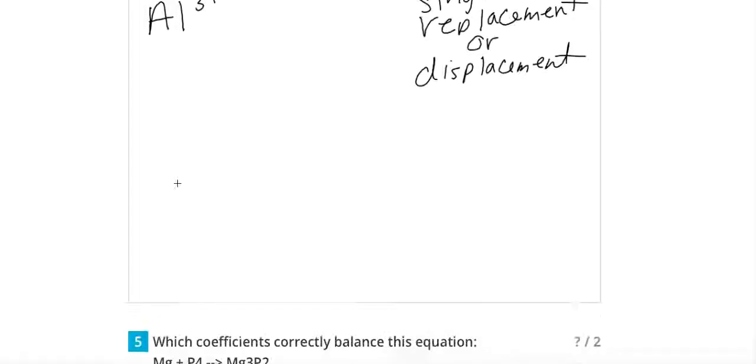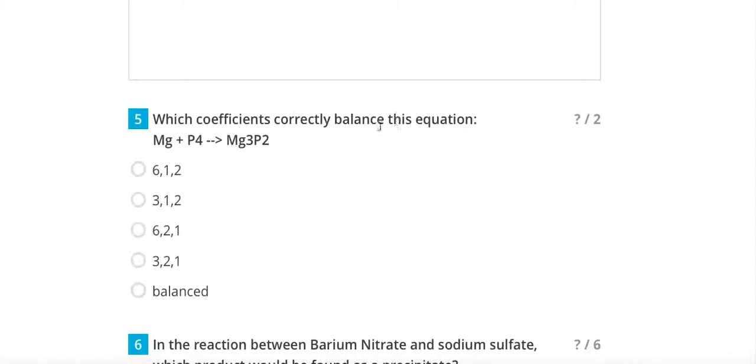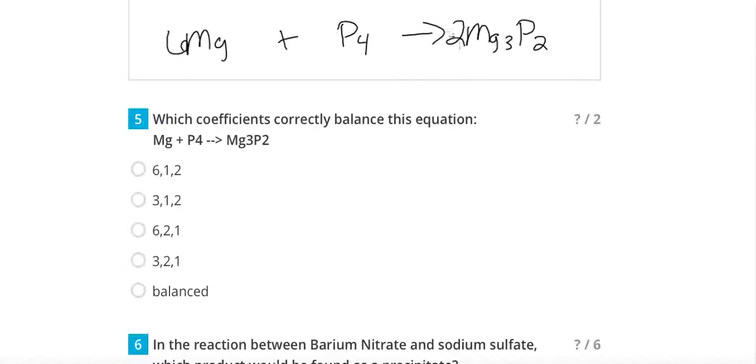All right. Next question. Which coefficients correctly balance this equation? So I'm going to write it up here. Magnesium plus phosphorus, which happens to be P4, produces magnesium phosphide, which is Mg3P2. So I've got 1 magnesium, 3 magnesium. I could fix the magnesium, but I'm going to have to fix the phosphorus anyways. There's 4 phosphorus, there's 2 phosphorus, so I'm going to put a 2. That gets me to 4. 2 times 3 is 6, so I now put a 6 here. 6 magnesium, 6 magnesium. 4 phosphorus, 2 times 2 is 4 phosphorus.